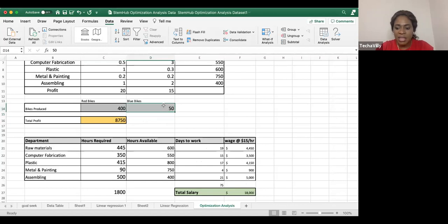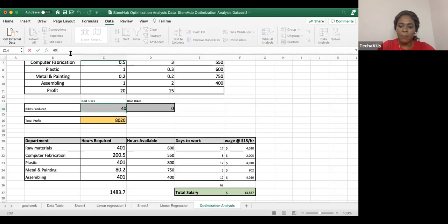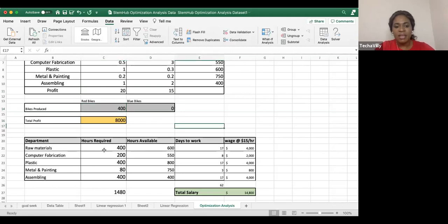Let me see if I add only one blue bike. To produce one blue bike, you are just going to make just a $15 increase. If I take that away, put zero back, and I put 401, let's see how much money we're going to make. You can see, if you make one more red bike, you make $20 profit. But if you make this, you're going to make 15, just as we have here. So it makes some economic sense to make more red bikes.